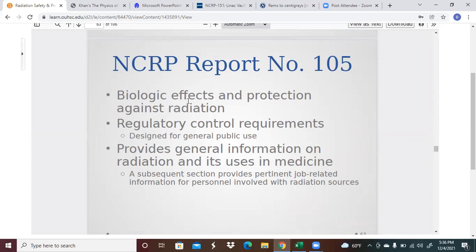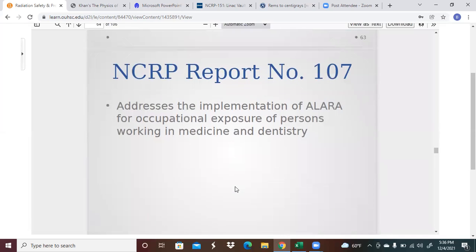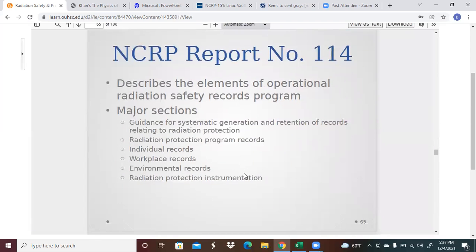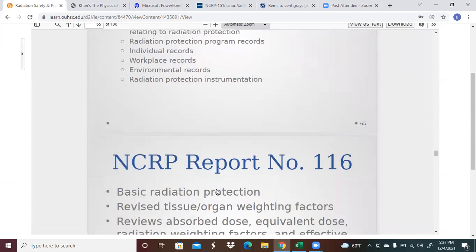105 talks about the biological effects and protection against radiation. Regulatory control environments provides general information on radiation use in medicine. 107 addresses the implementation of ALARA for occupational exposure of persons working in medicine and dentistry. 114 describes the elements of Operation Radiation Safety Records Program. You got to keep records of what you're doing.